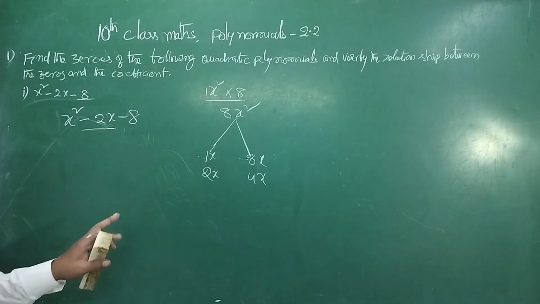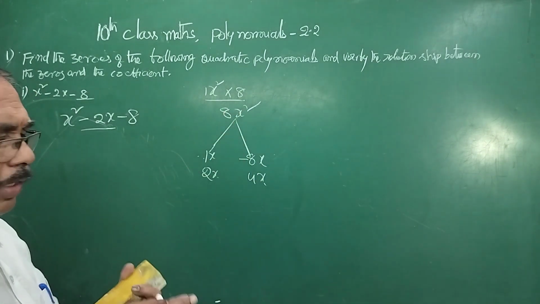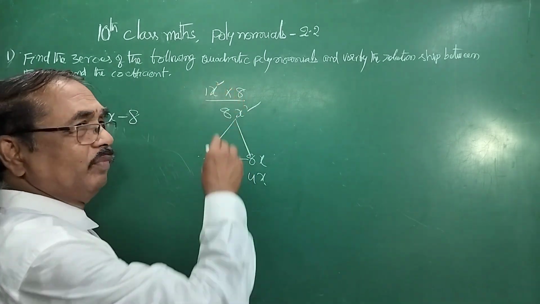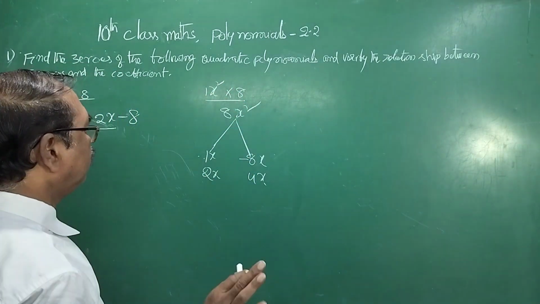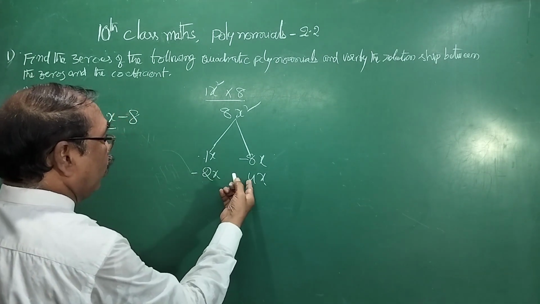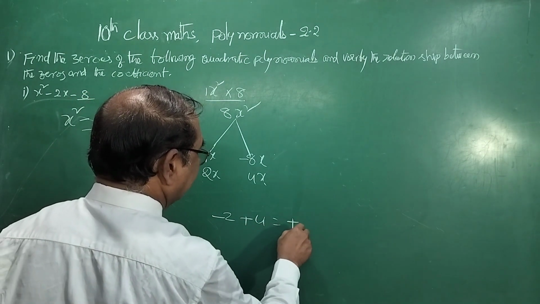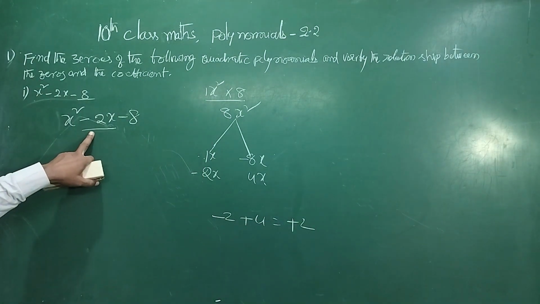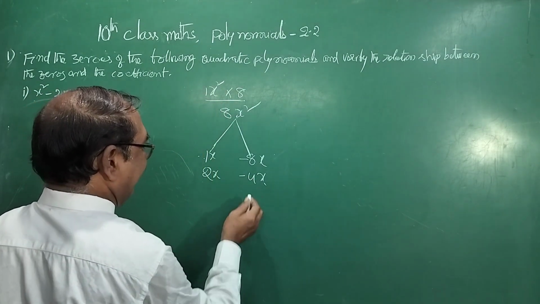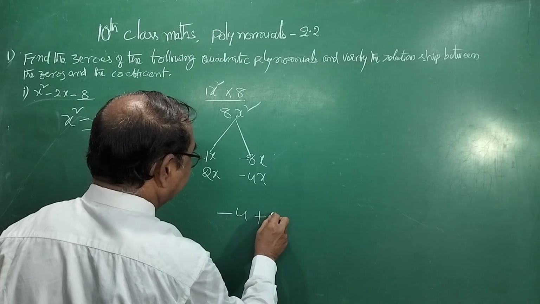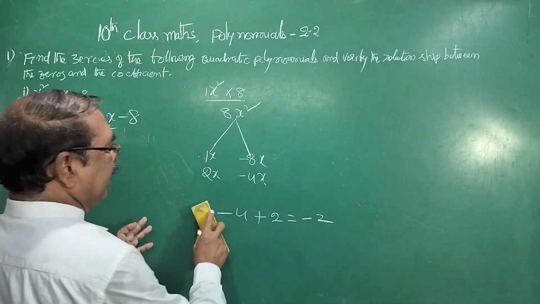Let us try 2x into 4x. Yes, 2 fours are 8, x into x, x square. Yes, these are the factors of 8x square. Let us add 2 plus 4, 6. Now, minus 2 plus 4, how much? Plus 2. But here minus 2 is there, isn't it? We have to get the minus, so it must be minus 4 plus 2, which is equal to minus 2, isn't it? Like that we have to split.